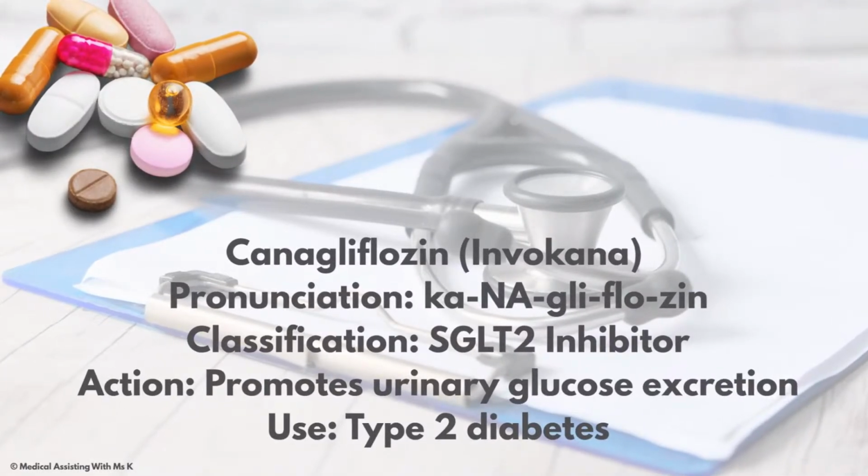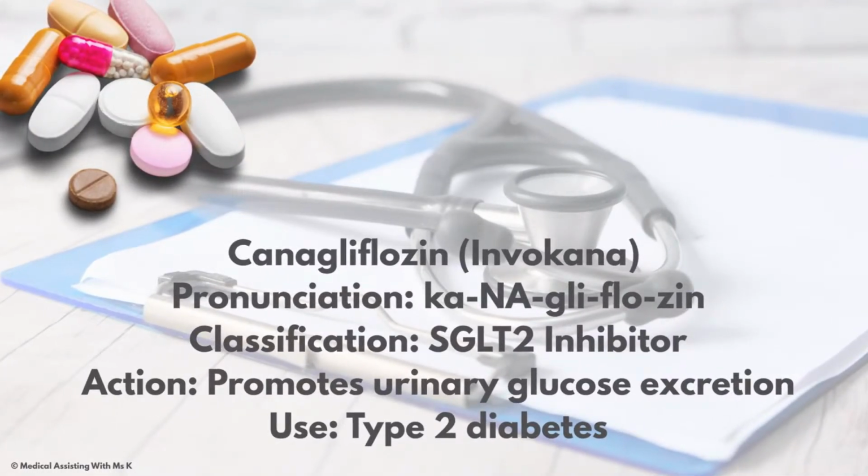Invokana, canagliflozin is the generic. Classification is the SGLT2 inhibitor. It promotes urinary glucose excretion. It is used for patients with type 2 diabetes.